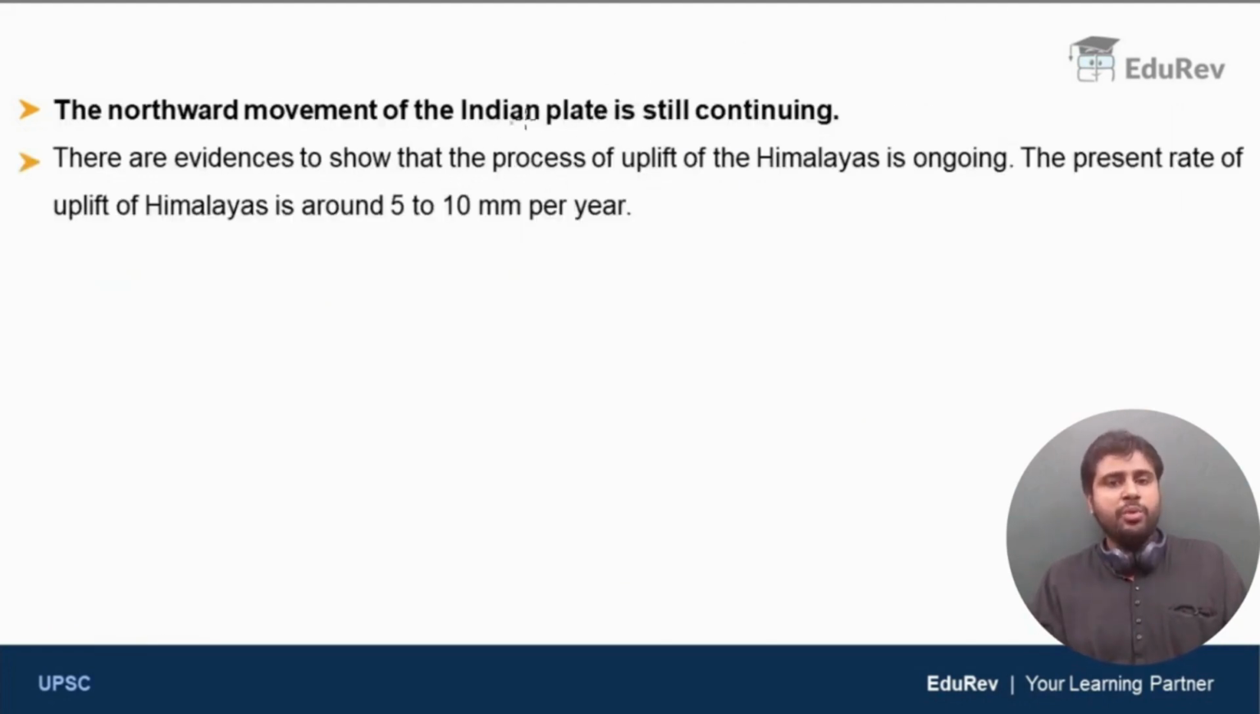Now the northward movement of the Indian plate is still continuing. So the Indian plate is still moving ahead and is still subducting under the Eurasian plate. So please keep this in mind. This is a very, very important topic, and this has been asked many times in the exam before. There are evidences to show that the process of uplift of Himalayas is still ongoing. And the present rate of uplift of Himalayas is around 5 to 10 millimeters per year.